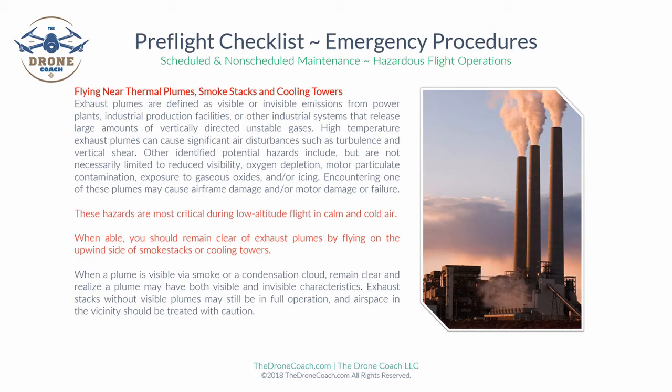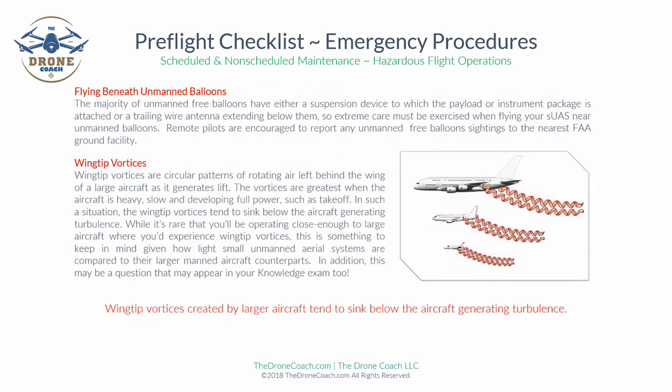Whenever able, you should remain clear of exhaust plumes by flying on the upwind side of the smokestacks or cooling towers. When a plume is visible via smoke or a condensation cloud, remain clear and realize a plume may have both visible and invisible characteristics. Exhaust stacks with visible plumes may still be in full operation, and airspace in the vicinity should be treated with caution. The majority of unmanned free balloons have either a suspension device to which the payload or instrument package is attached, or a trailing wire antenna extended below them.